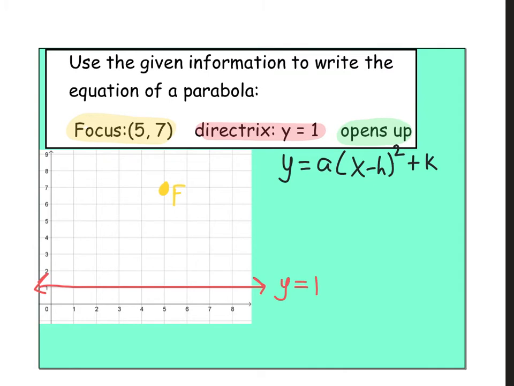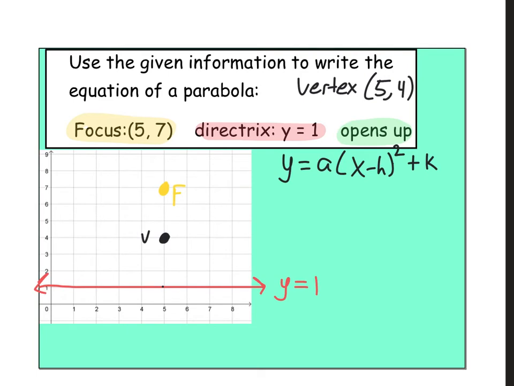Any point on the parabola is going to be equidistant. Remember the definition. So if we figure out that these two are 1, 2, 3, 4, 5, 6 units apart, I know that the vertex would need to be right there. That's going to be our vertex. It's exactly the same distance, 3 units from the focus and 3 units directly down to the directrix. So we know our vertex is at the point (5, 4).